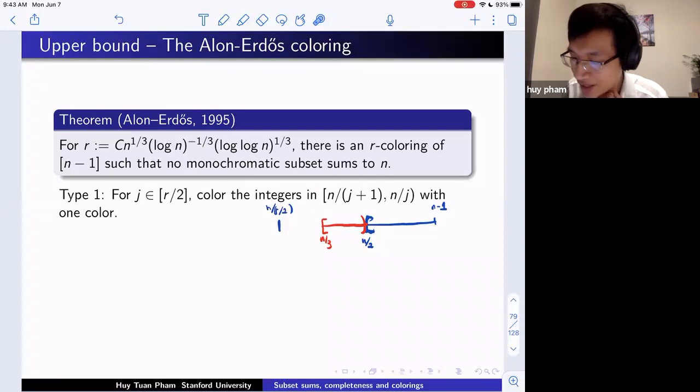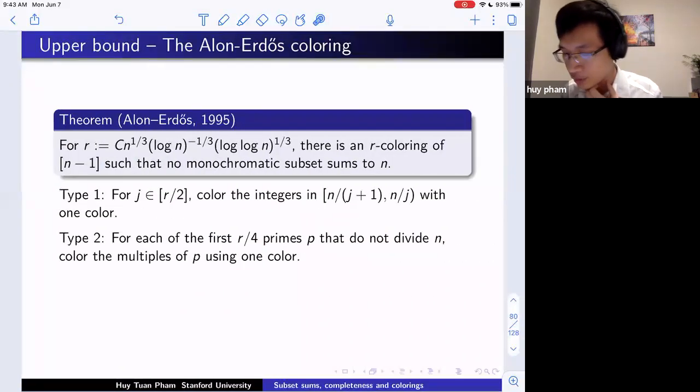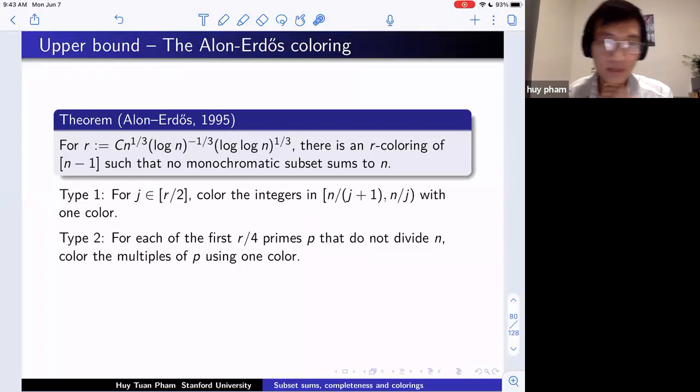Now we have the remaining integers from 1 to 2n over r that we have to color. We'll use our second type of color classes, and this will avoid n for a different reason, a divisibility reason. For each of the first r over 4 primes p for which p is not a divisor of n, we'll color all the multiples of p with one color. Now, trivially, each color class must avoid n as a subset sum, because any sum of multiples of p will be a multiple of p, and we chose p to not be a divisor of n. So any sum will not be equal to n.